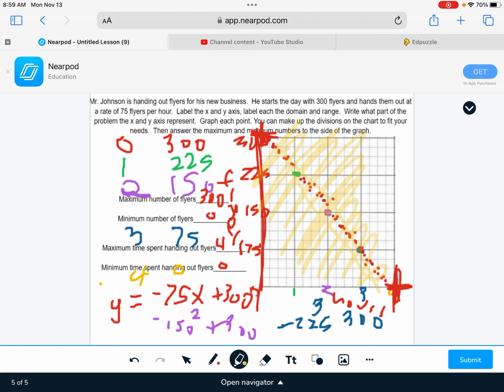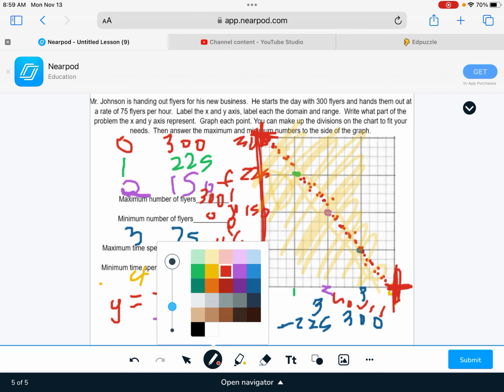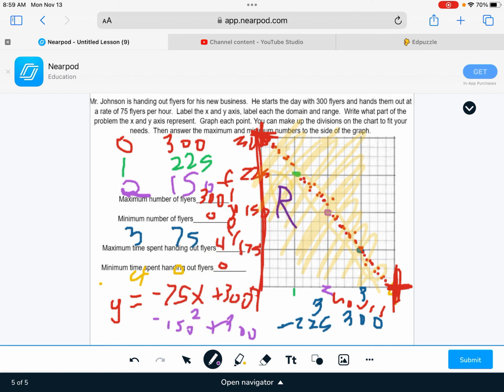Now, there are times that it can go off to infinity, and we are going to talk about that a little bit more in the future. But for today, you're not going to have to think about that. You're only going to have to think about the disconnected dots on the graph, or if they're connected, that they're connected. And being able to label these sides as the domain. You do need to make sure that you have the domain and the range taken care of, as well as labeling each of these axes, that this represents flyers, this represents the number of hours that were spent, and that it's the domain and that it's the range.